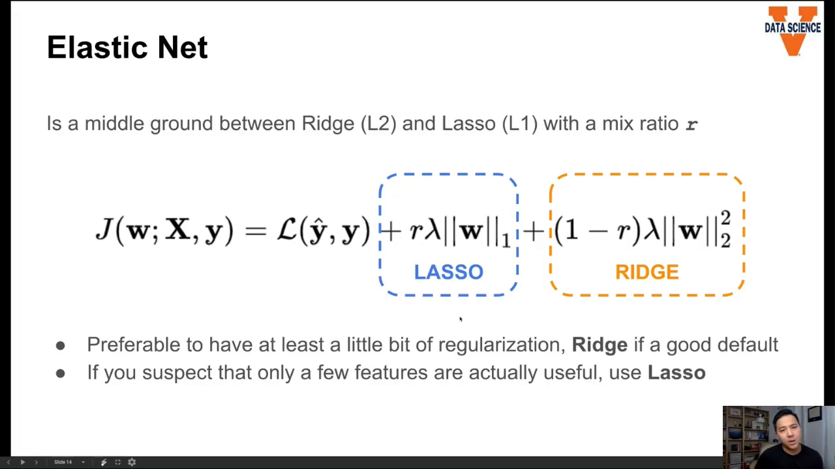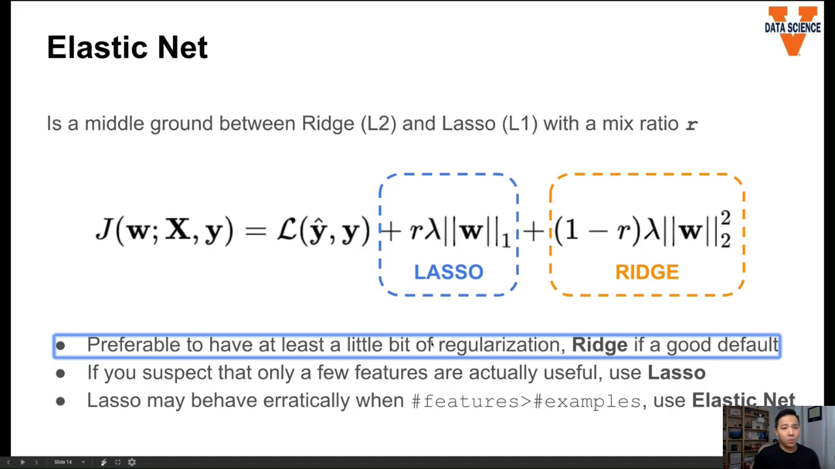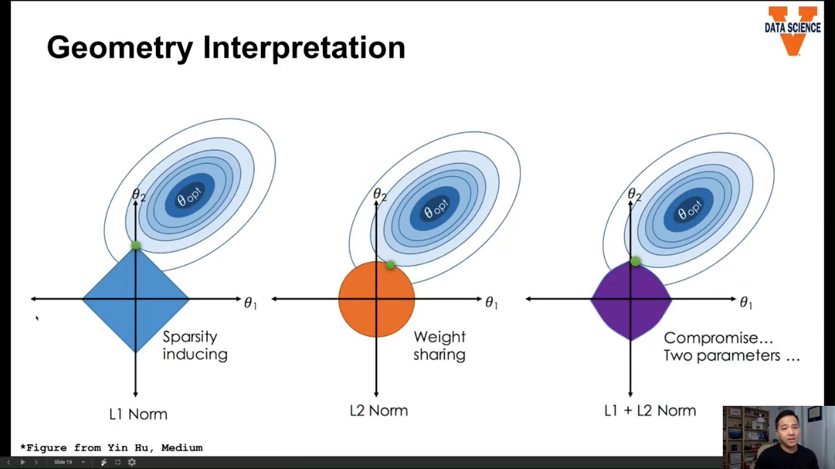But in practice, I observed that most of the time the L2 norm is doing just fine. And if you worry that lasso may behave erratically, especially when you have lots of features and not a lot of training data, then you can use a combination, elastic net, what they call here. I mean, you combine the features. So again, the geometry interpolation, you've seen this before.